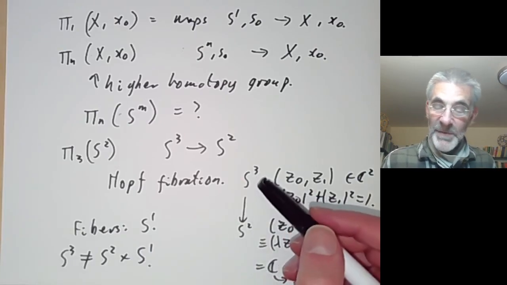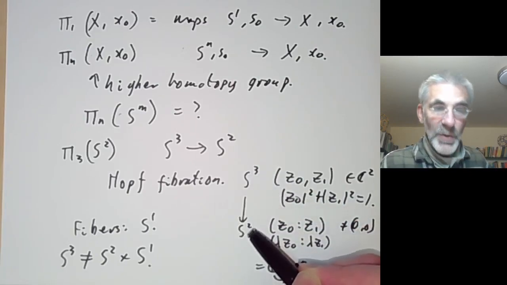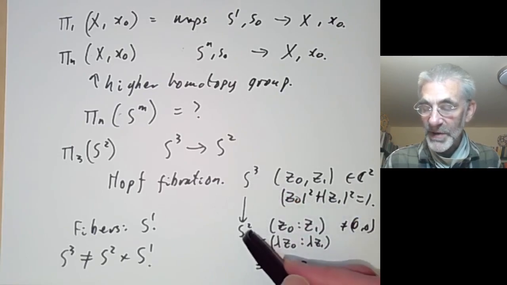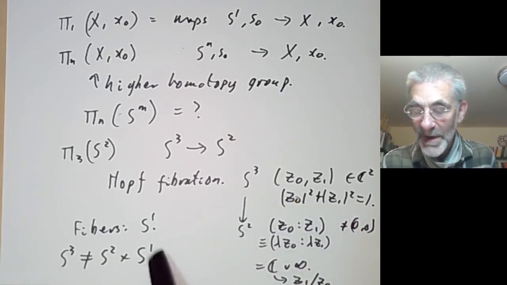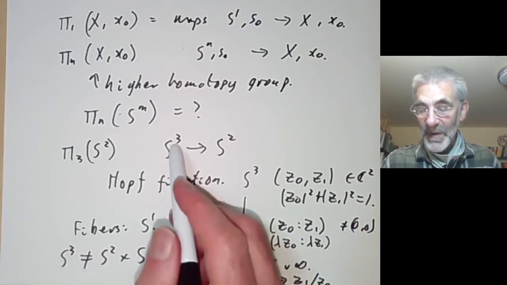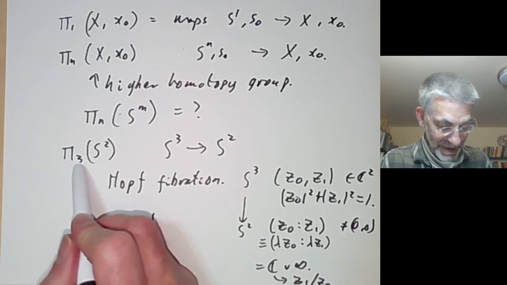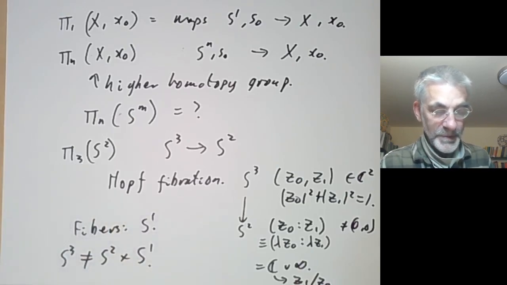This is an example of something called a fibre bundle. The map from S3 to S2 looks locally as if S3 is a product of S2 times something, but globally it isn't. Anyway, this gives us a non-trivial, interesting element of the homotopy group pi3 of S2.